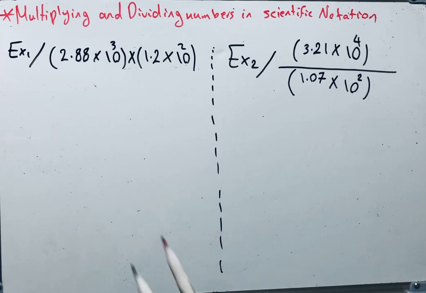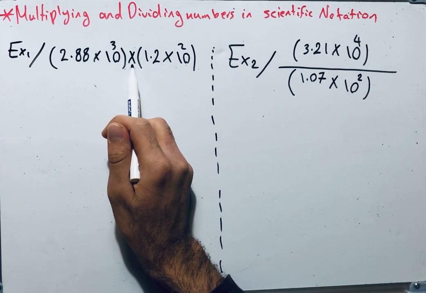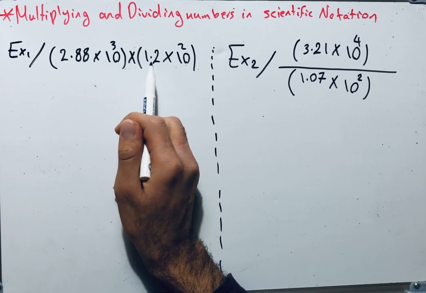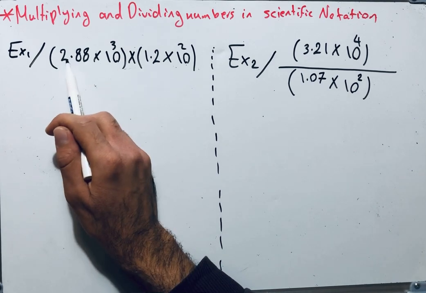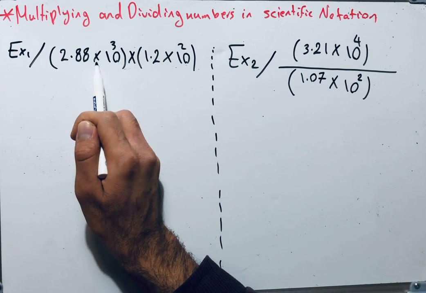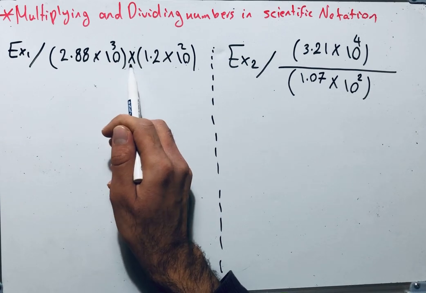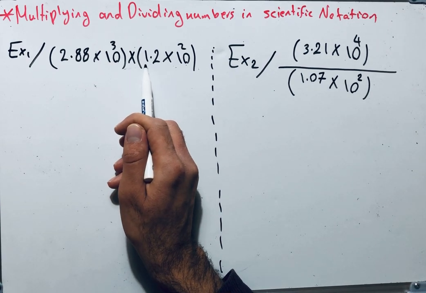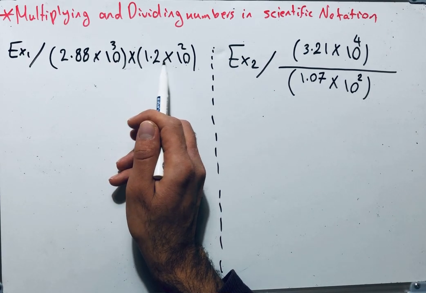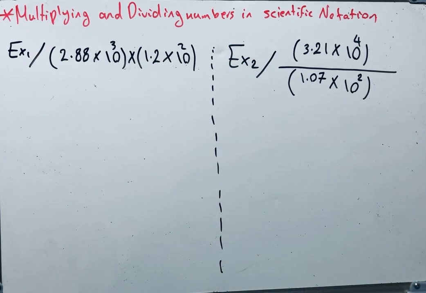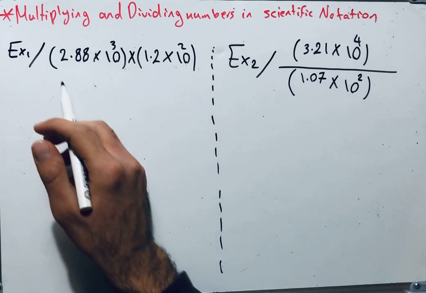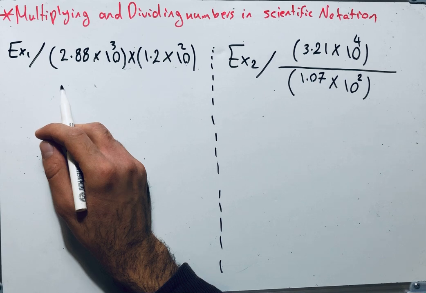Anyways, so first we actually have a multiplication of two numbers that are written in scientific notation. So as you can see, it's a number 2 point something times 10 to the power of something, and then all multiplied by another number which is 1 point something multiplied by 10 to the power of 2. And then this second one is about division, so we're gonna get into that also later. Okay, so let's start with the first example.